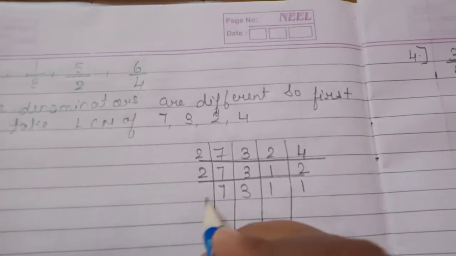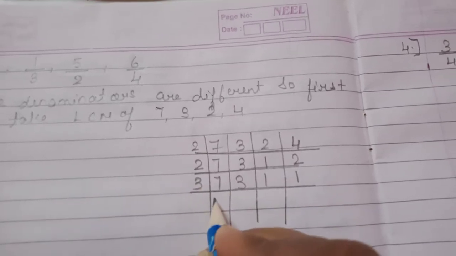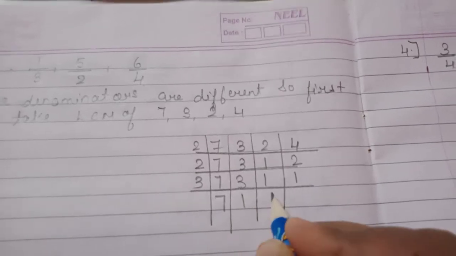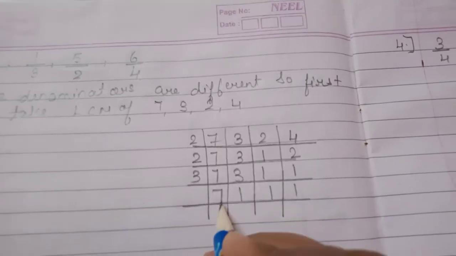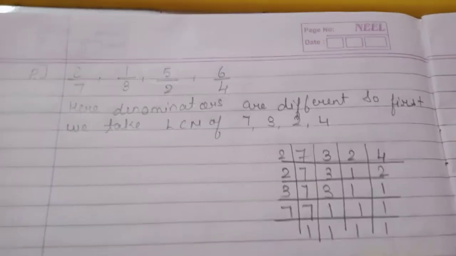2 ones are 2. Now we will move to 3 table. In 3 table 7 will not come, so we will write same. Then 3 ones are 3. Then now 7 is left. 7 will come in 7 table. So 7 ones are 7. So here we will write the LCM.